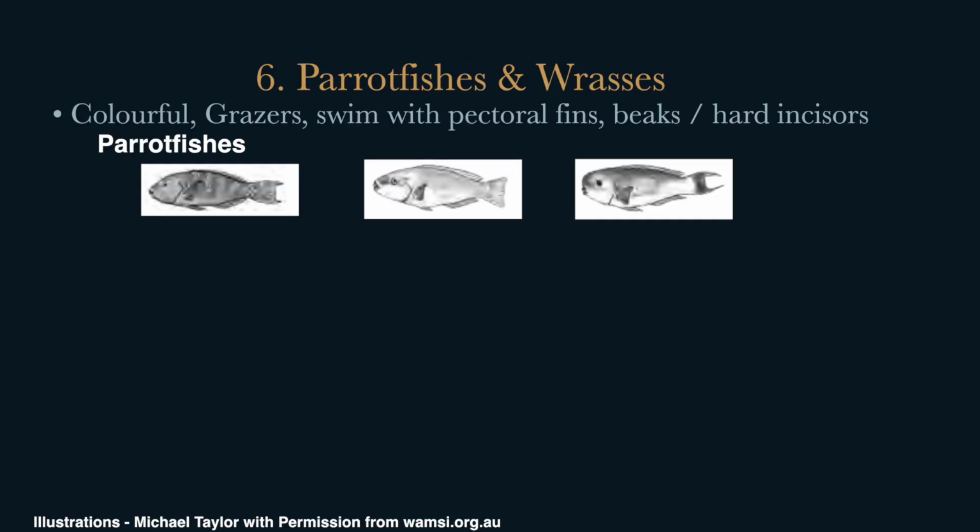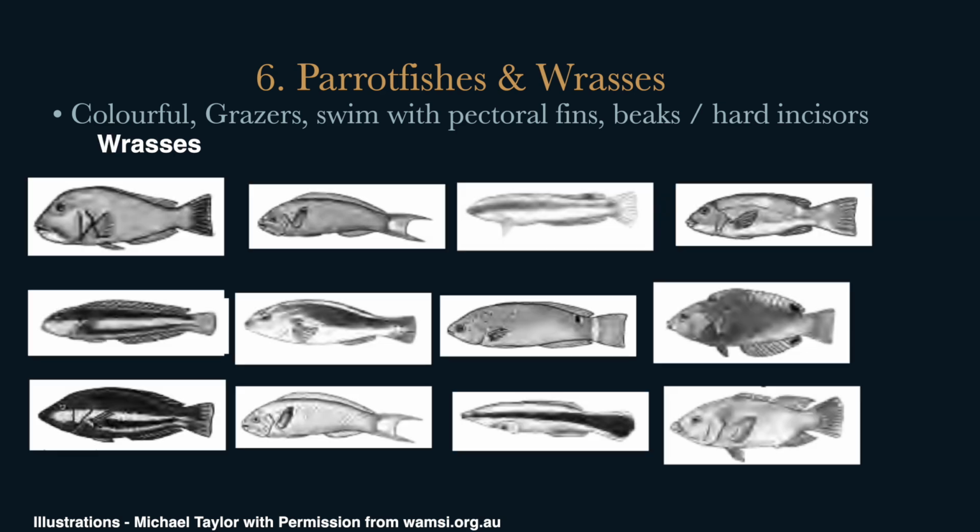Group 6 are parrotfishes and wrasses. These are a wide group again, but one thing is common with all of them: they tend to swim with their pectoral fins. They're also usually quite colourful or patterned, and they usually graze either on algae or, in the case of parrotfishes, they graze on coral, and they poop out sand.